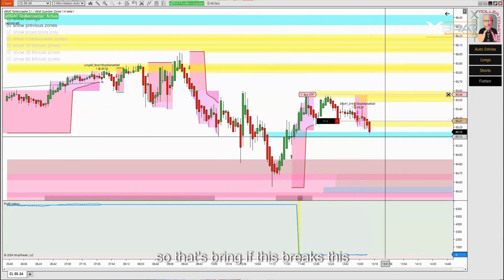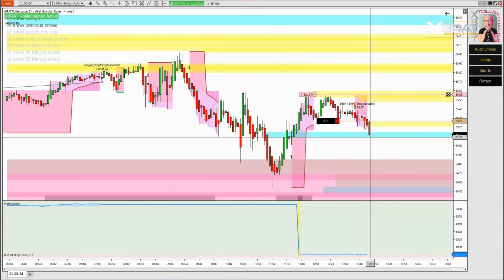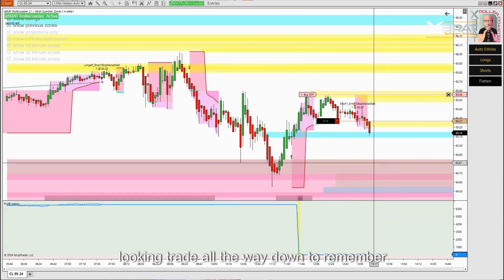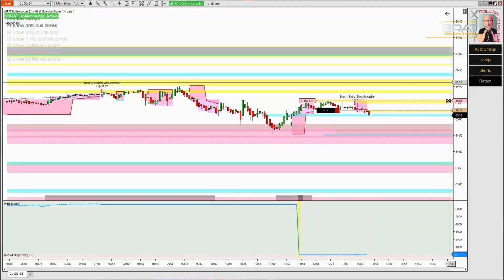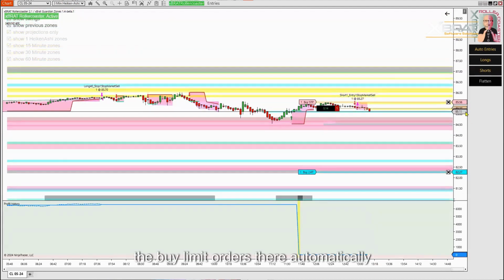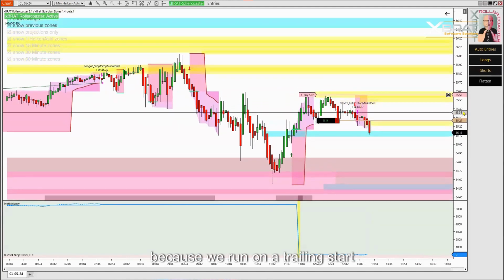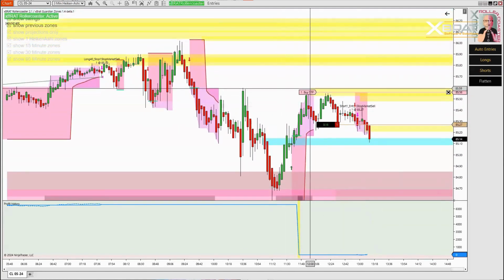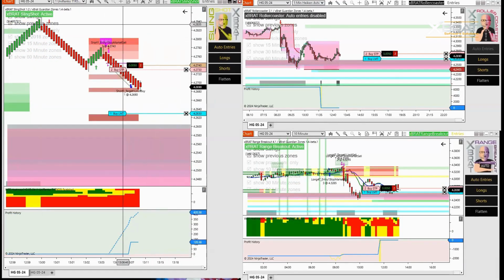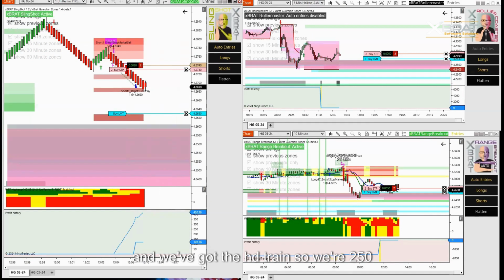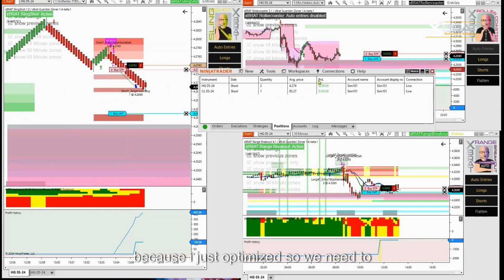So if this breaks this support here, this will be a really great looking trade all the way down to where we wanted to take that profit. We've got the buy limit orders there automatically because we run on a trailing stop. Fed in 50 minutes, this will be out by then. And we've got the HG trade. So we're $250. Remember, everything's running on sim today because I just optimized.